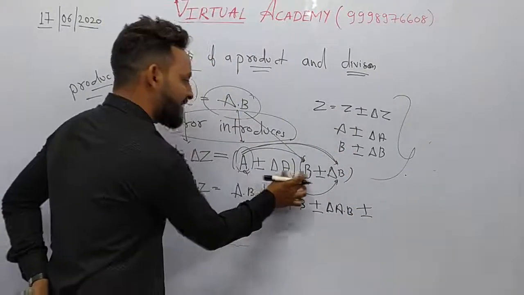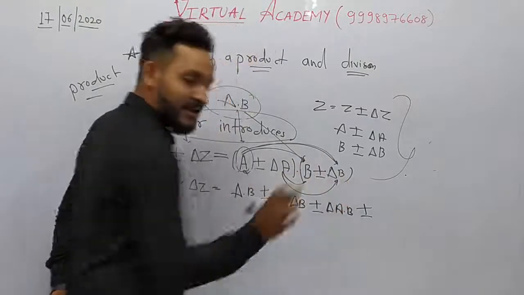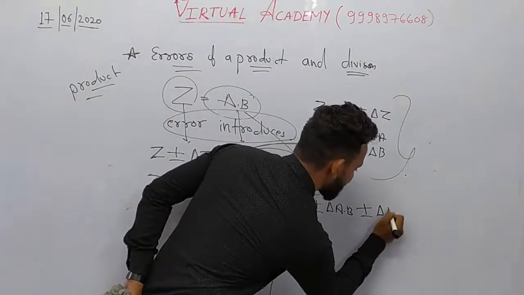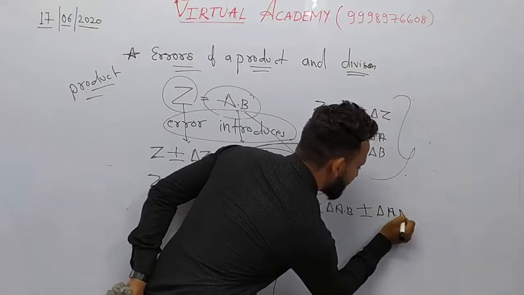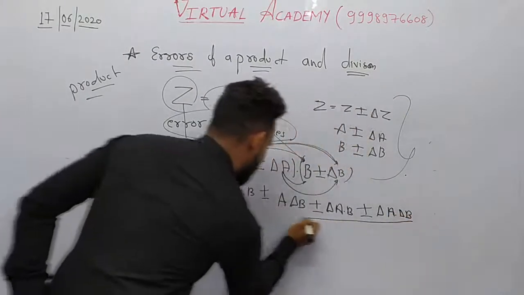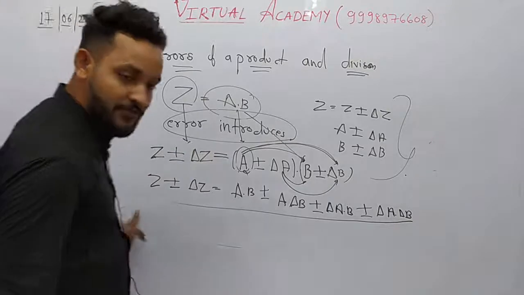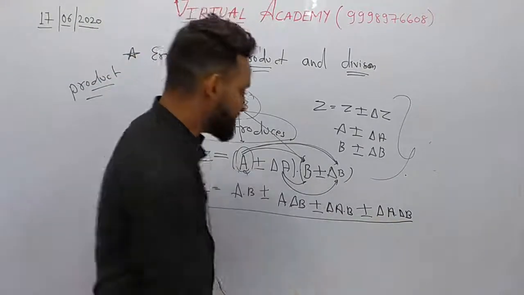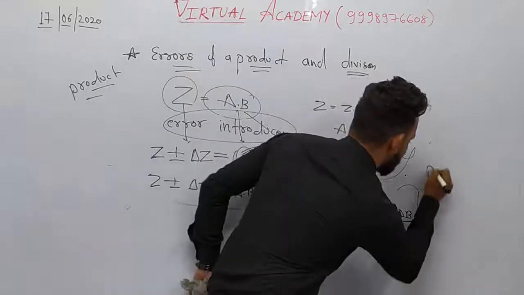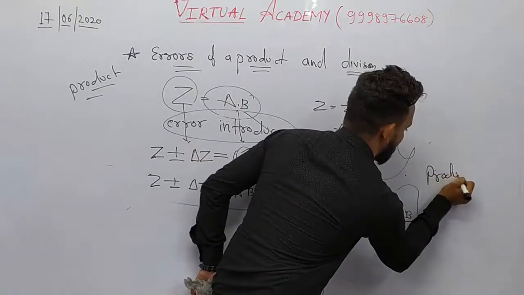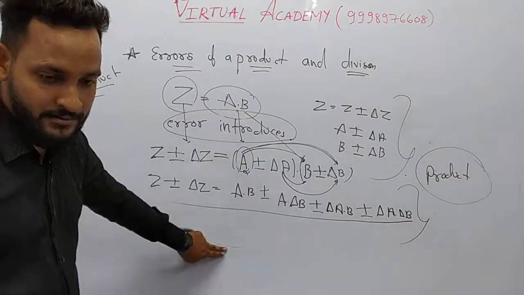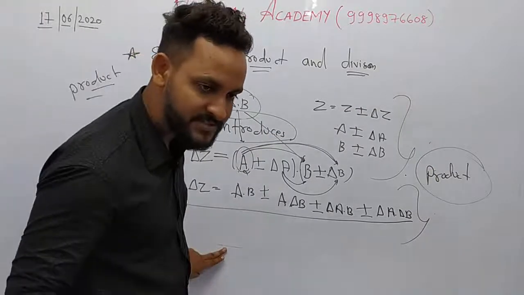Now delta A, when it is multiplied with delta B, now it become what? Delta A into delta B. Clear, student? It's our equation for the product. This equation is follow for the product quantity when we are dealing with product. Clear? Dear student, concept is clear.